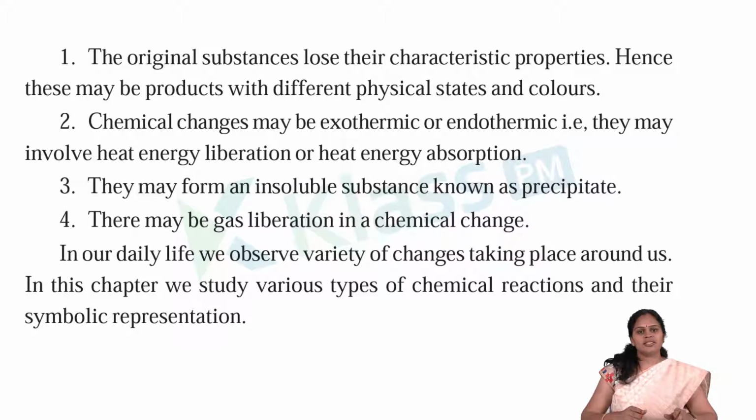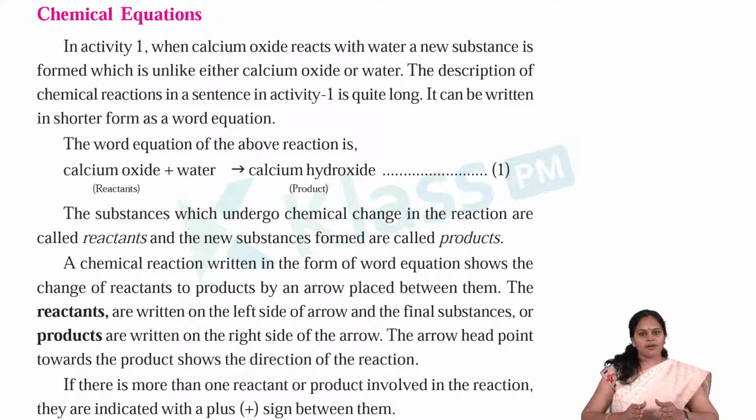Some original substances may change color, some may release gas, some may use heat energy, some may produce heat energy. These types of changes we consider as chemical changes. Let us see what chemical equations are. Why do we need to use chemical equations? The process of a chemical reaction, how it is taking place, can be represented by using chemical equations.